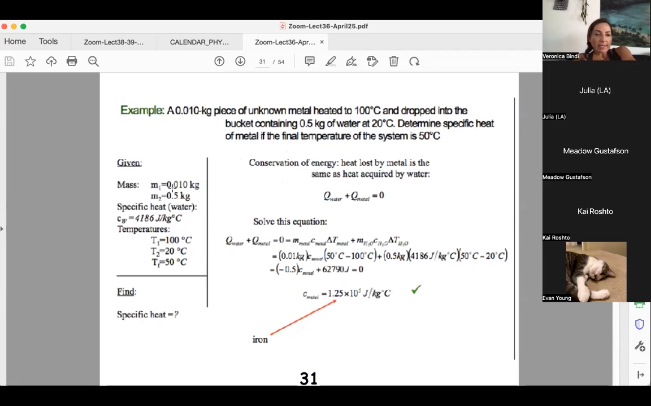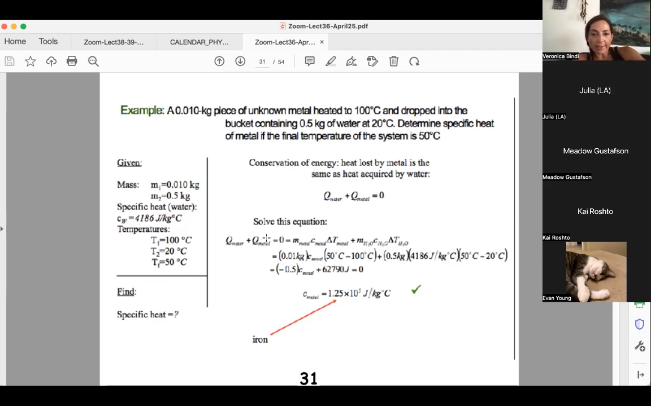So we have the mass of the metal, we have the mass of the water, we have the specific heat of the water, we have the temperatures: the initial temperature for the first object, the initial temperature for the water, and the final temperature.